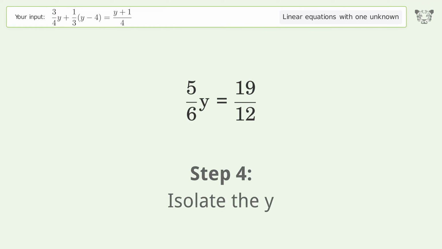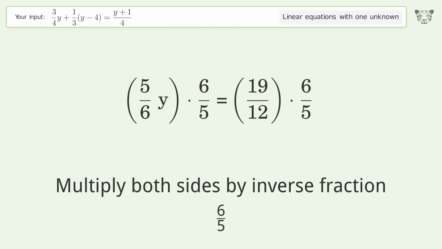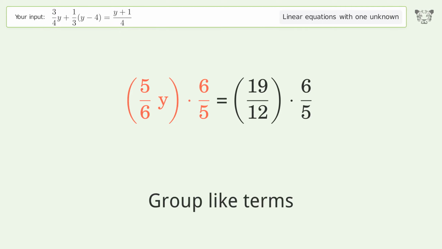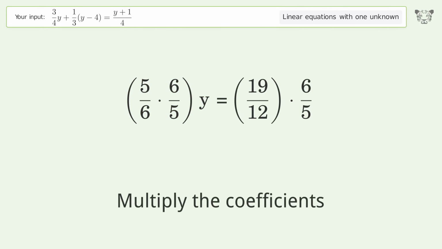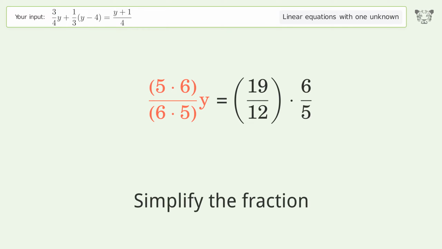Isolate the y. Multiply both sides by the inverse fraction 6/5. Group like terms. Multiply the coefficients. Simplify the fraction.